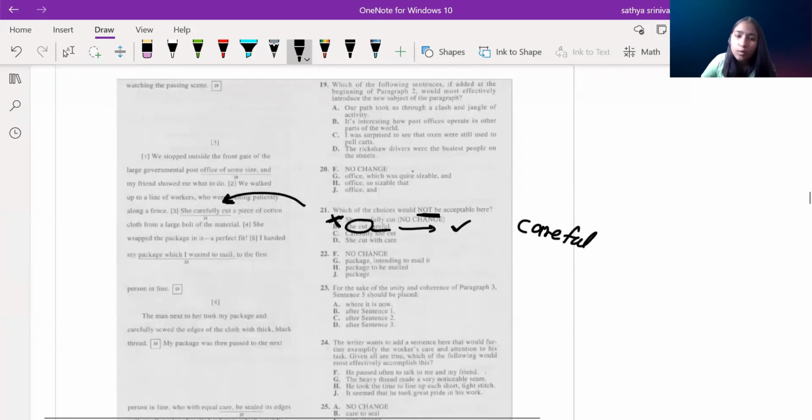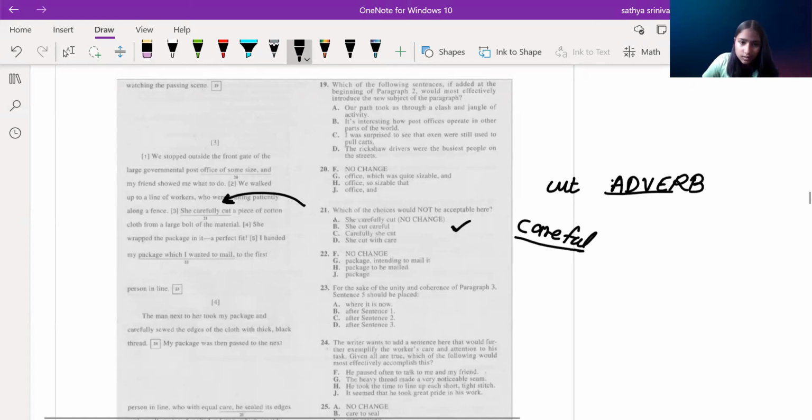Again, when we're talking about a verb such as cut, you need an adverb to modify it, not an adjective like careful. Like, how did she cut it? She cut it carefully, right? Carefully is the correct adverb in this sense. And then checking C, carefully she cut.